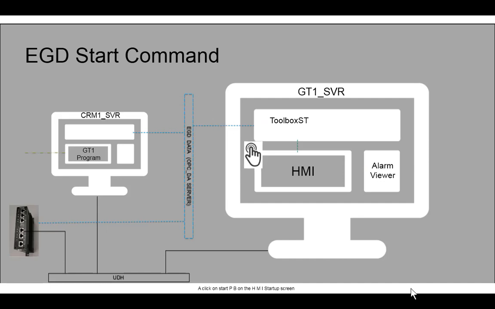A click on Start PB on the HMI startup screen sets the EGD variable on the workstation to logic 1. EGD variable L1 start_CPB gets updated in GT1 program. GT1 program processes the command, and if the logic permits, sets L4 to 1 to start the turbine.